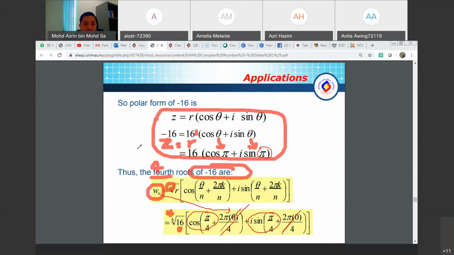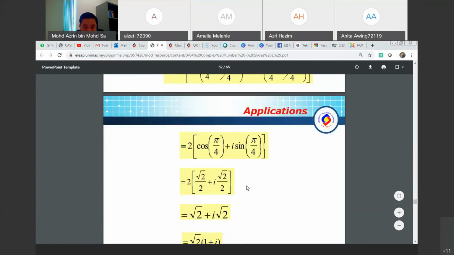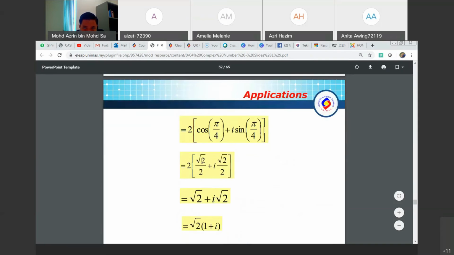Then you will get 16 to the power of 1 over 4, which is 2, times cos of pi over 4 plus I sin of pi over 4. Solving, you get 2 times square root 2 times cos pi over 4, which is square root 2 over 2, plus I sin pi over 4, which is square root 2 over 2. Then you just simplify the equation.